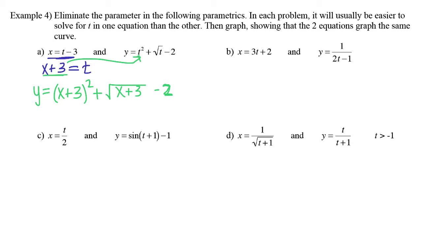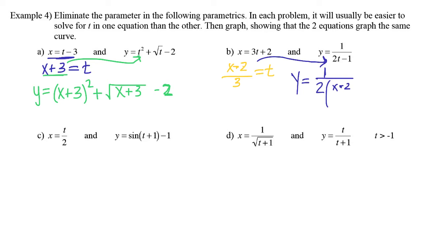So the same for part B. I'm going to solve for t, so I will subtract 2 and divide by 3. So I have x minus 2 all over 3. That's equal to t. And then I'll take my t value and plug in over here. Everywhere I see a t, I'm going to change it out. So when we sub in, I'm going to have y equals 1 over 2 times, and yes, I'm going to have this fraction in a fraction, and it is quite okay for that to happen.